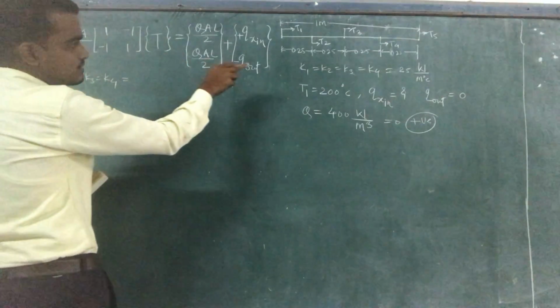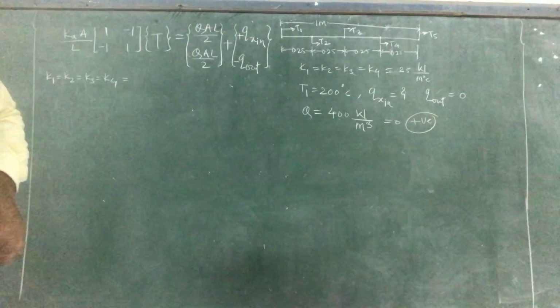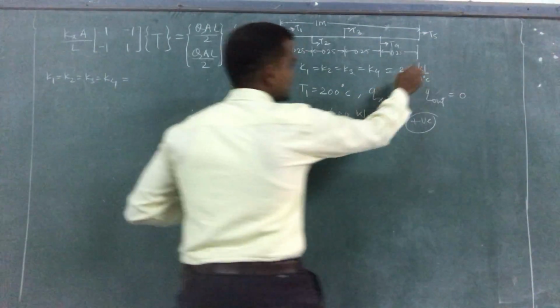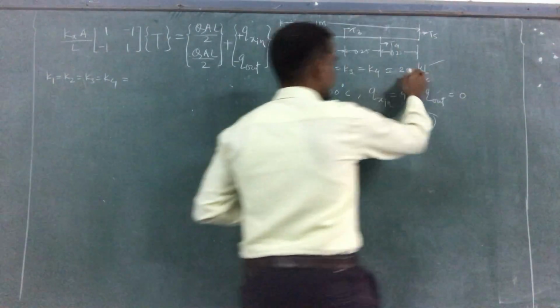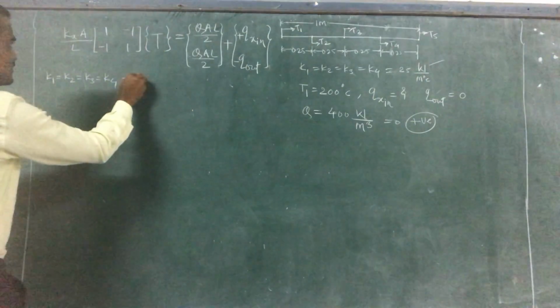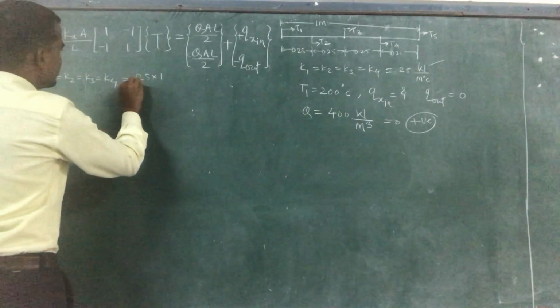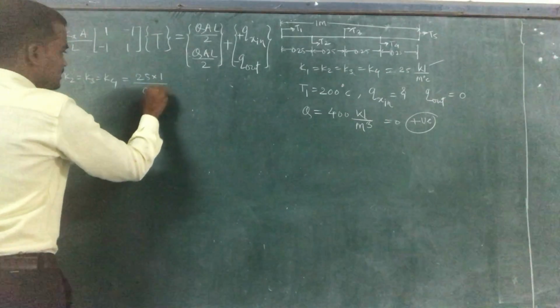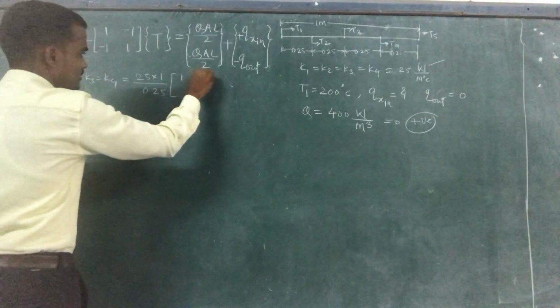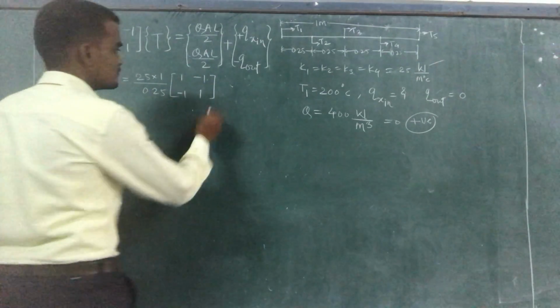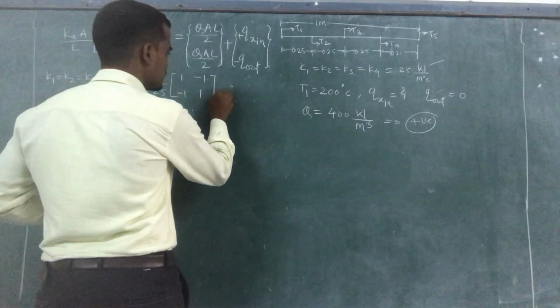Kx is actually given. Kx is equal to, I think, 200. Sorry, 25. The Kx value is given as 25 watt per meter degree Celsius. So 25 into area, where area is given as 1 meter square, divided by length 0.25, into the matrix 1 minus 1, minus 1 1. Okay, and its value will become equal to.